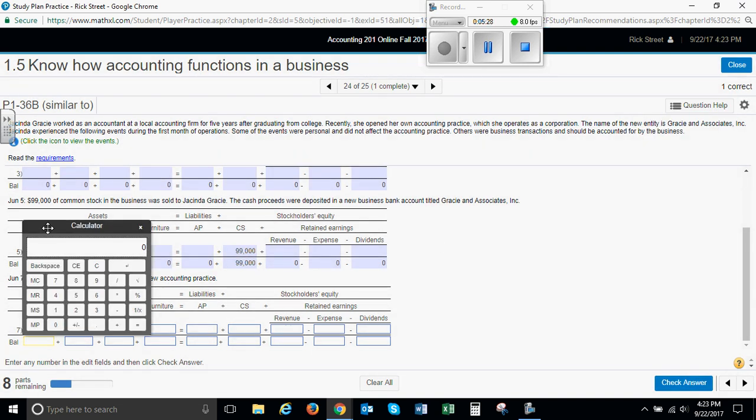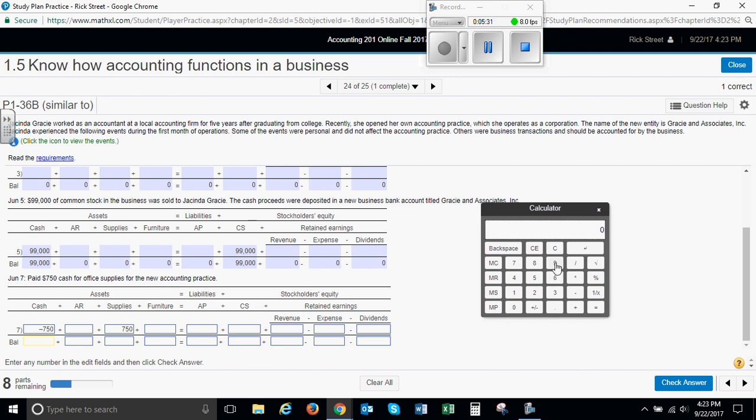We total up our cash, and we had $99,000. Might be easier to keep this on a calculator than to do it here. And so we've got $98,250 for a balance, no ARs, and our office supplies are now $750. Zero. Our common stock is not going to change. And zero revenues, zero expenses, and zero dividends. We're still getting this business off the ground.